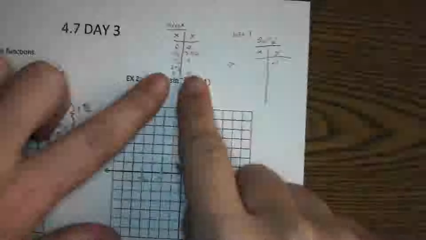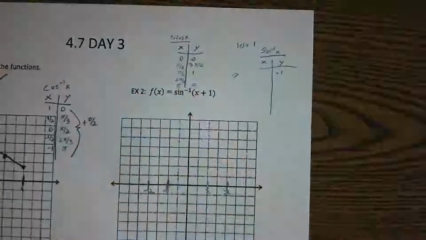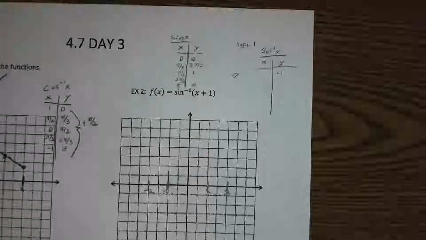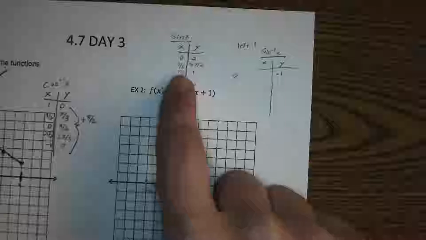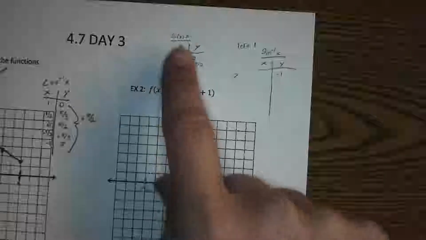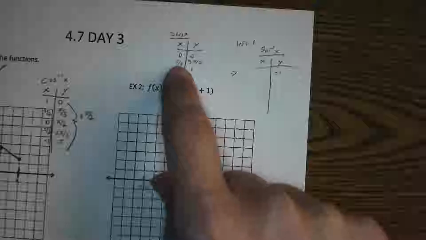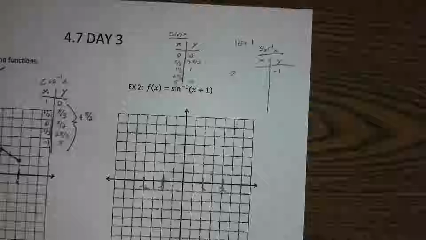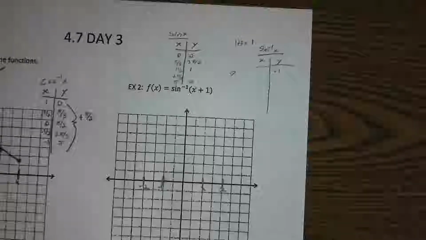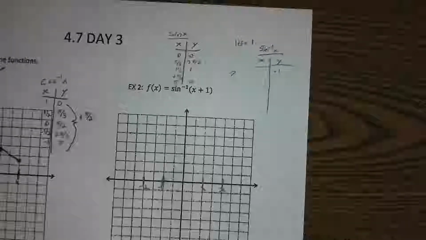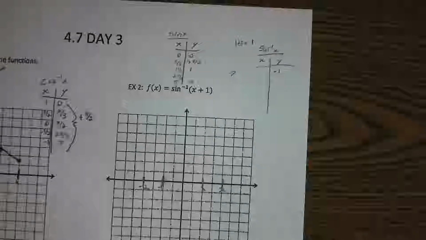So this person started with their sine of x. Now, they chose pi over 3. And what's the sine of pi over 3? Krista? Radical 3 over 2. I wouldn't have picked that point then. Just pick the ones that give you nice numbers.